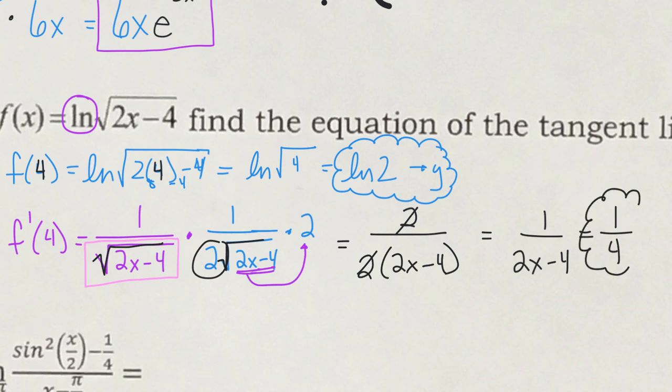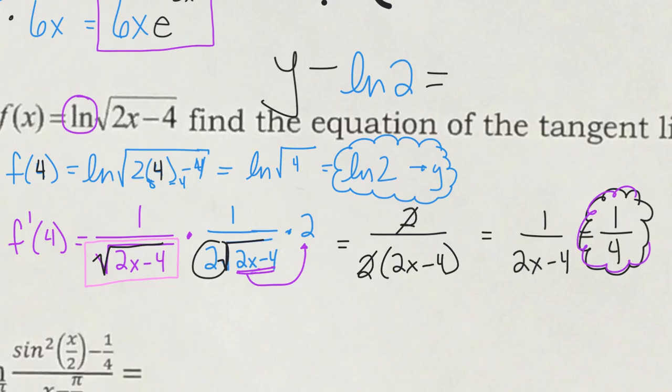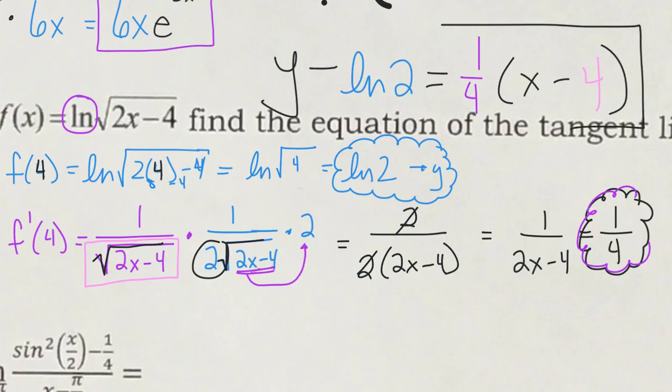That is my slope that I need to write the equation of my tangent line. Okay, which looks like this. y minus the y value, natural log of 2, equals our slope, 1/4, times x minus the x value that we were given, which was 4. So that's the equation of our tangent line when x equals 4.